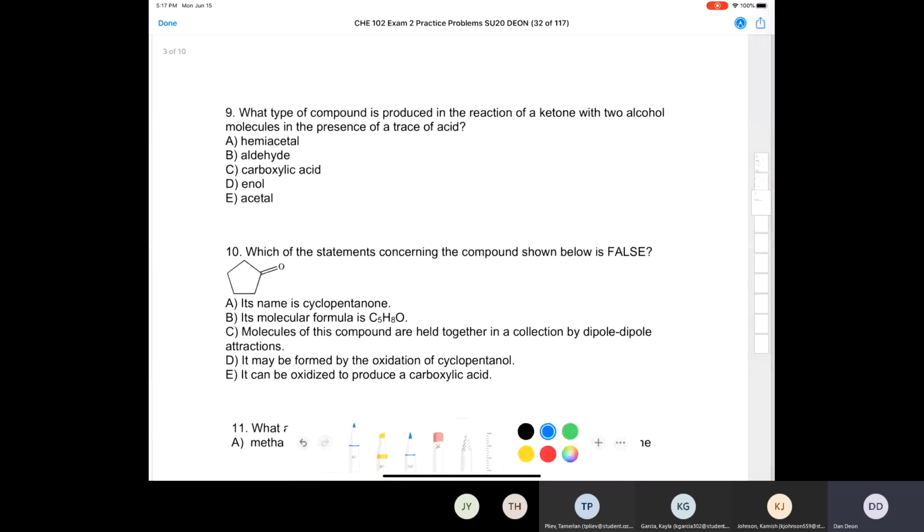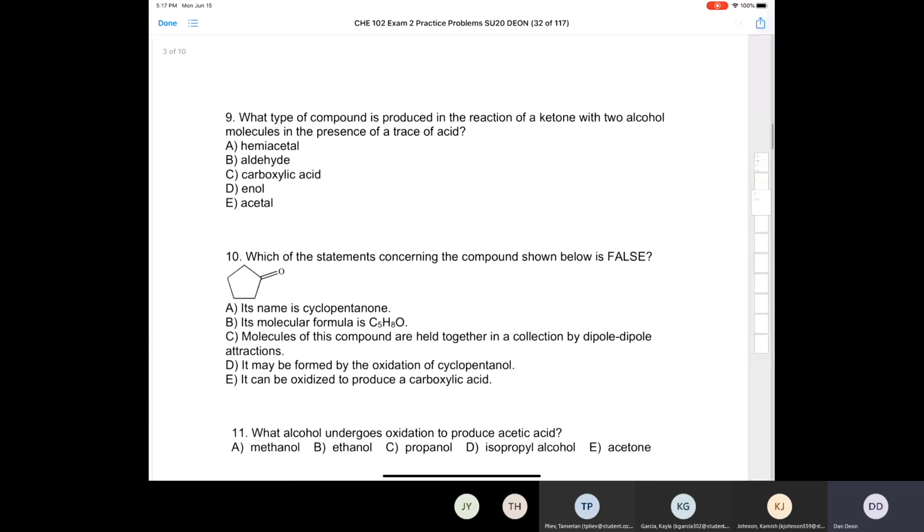Number 9, what type of compound is produced in a reaction between a ketone and 2 alcohol molecules in a trace of acid? This is a tricky one for students, okay? So this is one where you had to pay really close attention in my videos. So let's go through it, okay? And I will ask a question about this on the exam.